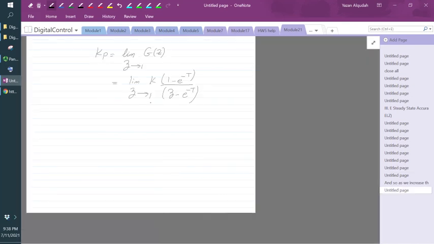Now what is the limit as z equals 1 of this system? This is going to equal K multiplied by 1 minus e to negative T divided by, if I substitute z equal to 1, this is going to equal 1 minus e to negative T, and therefore this and this are going to cancel, and I'm going to have a K. And therefore the steady state error according to the table is going to equal 1 over 1 plus Kp, but Kp is equal to K, and therefore it is 1 over 1 plus K.